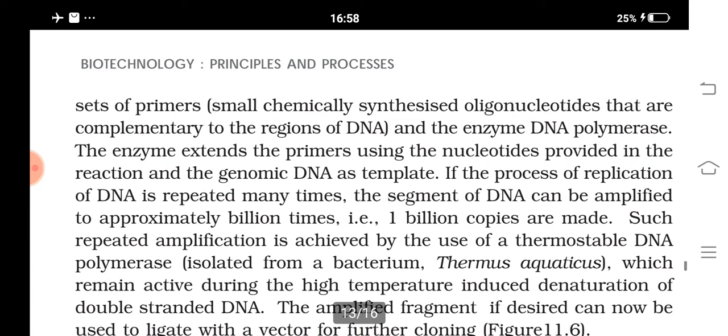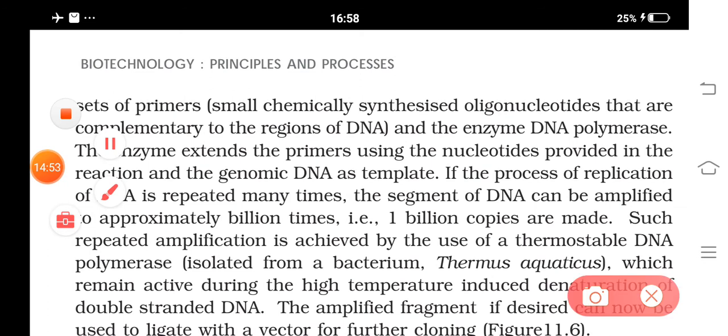So according to the complementarity, the DNA polymerase, do you remember what DNA polymerase is? It is the enzyme which helps in the polymerization of DNA, isn't it? Means nucleotides are added to form DNA by DNA polymerase. Understood? But this DNA polymerase can add nucleotides only to a primer. Understood? So this primer is necessary.